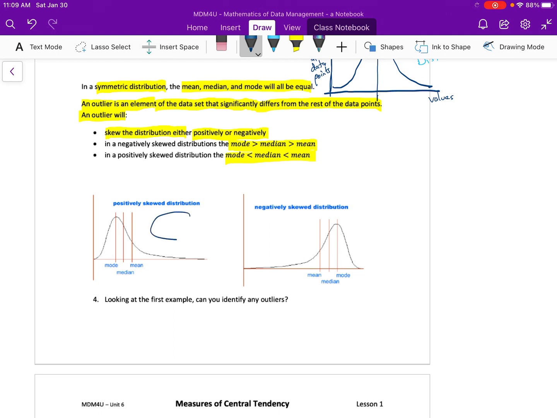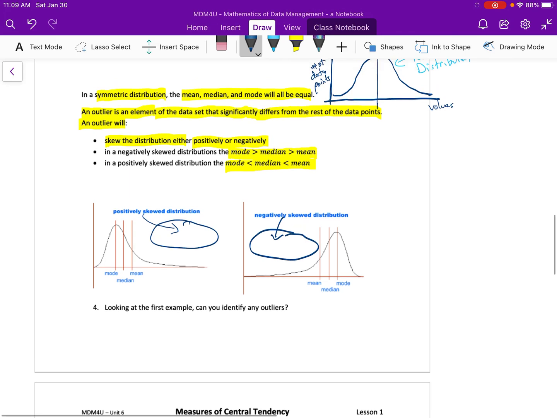This one on the left is positively skewed, and it's not obvious, but on the positive side of things, there's a space. That's the way I remember it. And on this one, on the negative side, on the left, there's this space. That tells us where it's been skewed. And if you know the mean, median, and mode, you can figure that out.